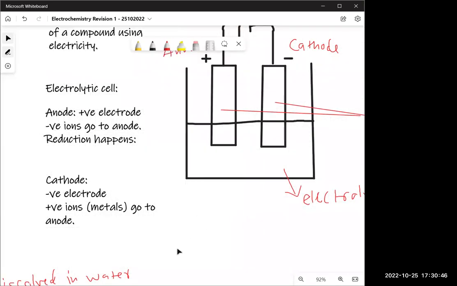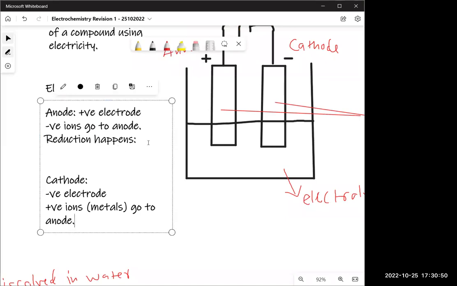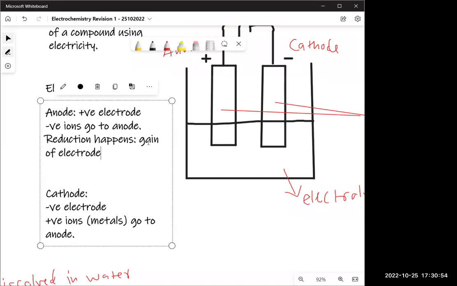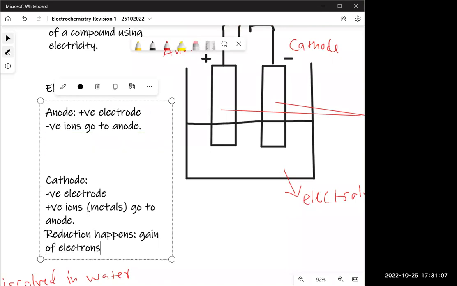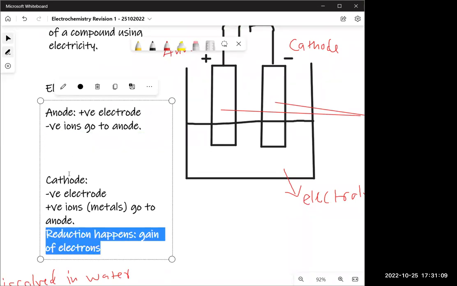Now, who else is in class? Niranjana, read it from the beginning one more time. Anode, positive electrons, negative ions go to anode. Reduction happens. A gain of electrons. Cathode, negative electrons, positive ions, metals go to anode. All right. Now quickly write this in your notebook.